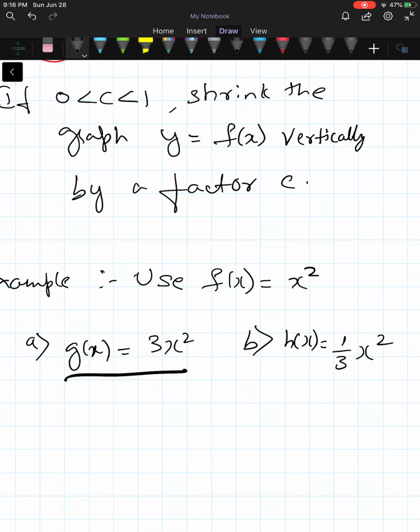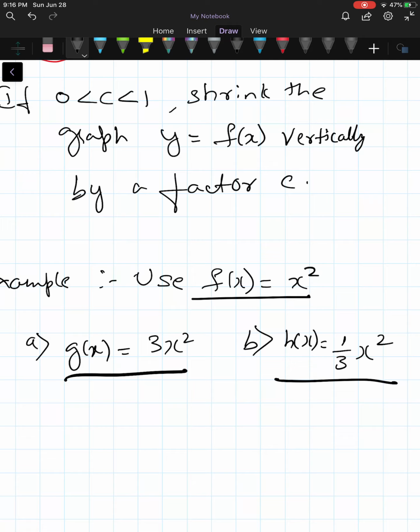You can observe that g of x would be a stretching of the given function f of x is equal to x square, and h of x would be the shrinking of the given function. In the case of g of x, c is 3, where 3 is greater than 1, therefore it is stretching. In the case of h of x, c is 1 over 3, which lies in the open interval 0 comma 1, therefore h of x is shrinking.